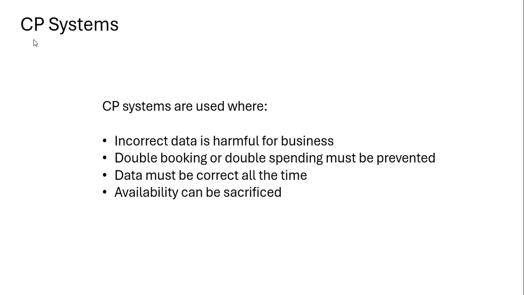Let's try to understand the same use cases for when we have made a choice of being consistent. So we have a CP system. Incorrect data is harmful for the business. Where data integrity is important, a double booking or double spending must be prevented. Where data must be correct all the time, a little bit of availability can be sacrificed, but we cannot compromise on the data.